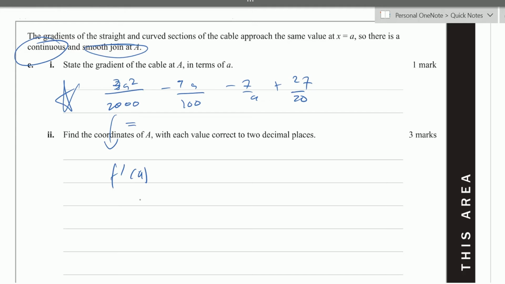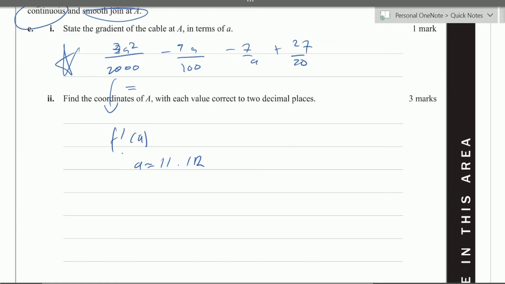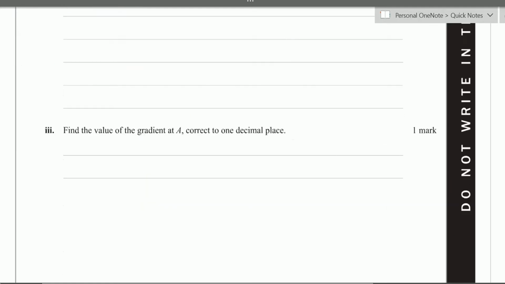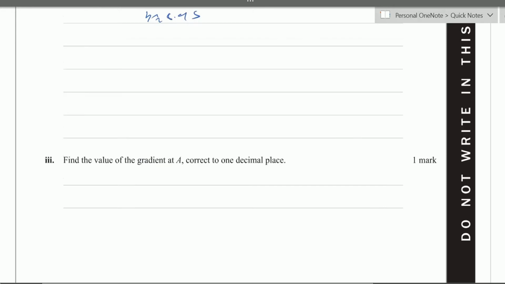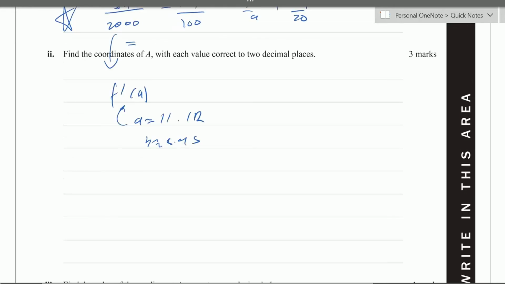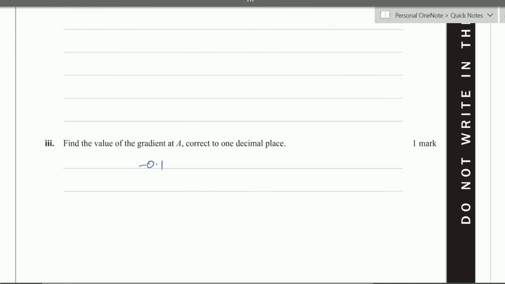But anyways, A is 11.12. And if you put that into your f(A) function, B is like 8.95. So find the value of the gradient at A. So it's basically just f dash A, and that's -0.1. So that was question 2, now question 3.